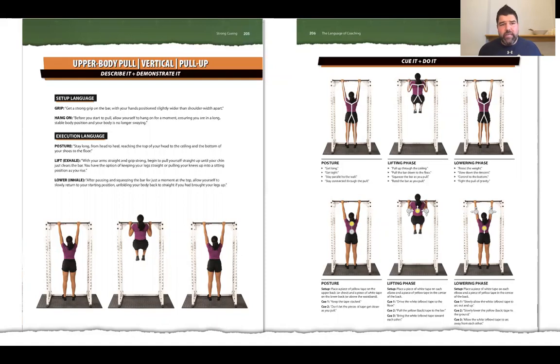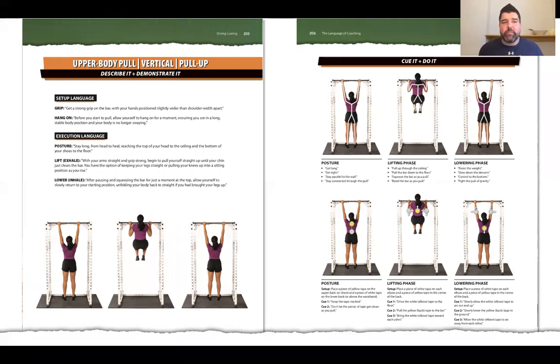And so if we zoom in now, we have upper body pull, vertical pull-up. I tried to use very anatomical language that I most certainly would have adopted from my time at Exos with Verstegen and the team there. For movements, you would have noticed that I tried to break it up into setup language when that was relevant and execution language. So how do I set up for this movement? And then what's the language around the dynamics of it?